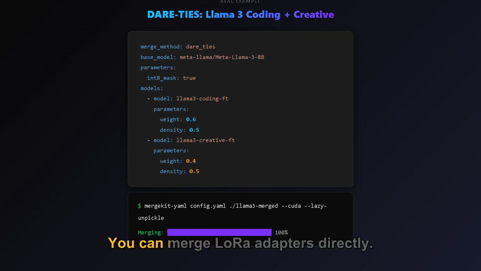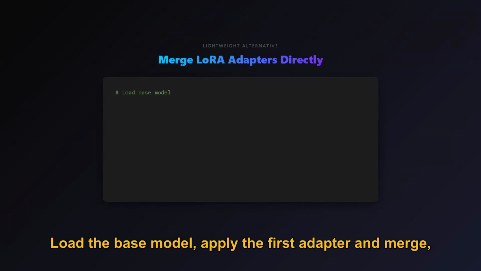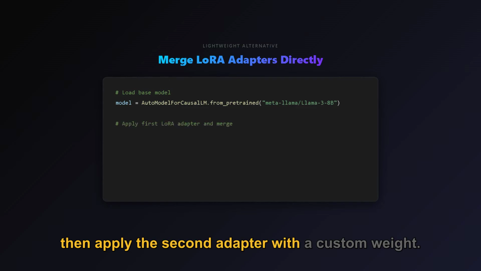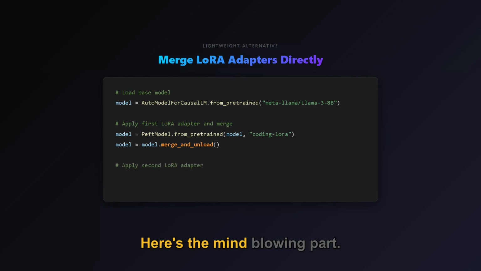You don't even need full models. You can merge LoRA adapters directly. Load the base model, apply the first adapter and merge, then apply the second adapter with a custom weight. Lightweight and efficient.